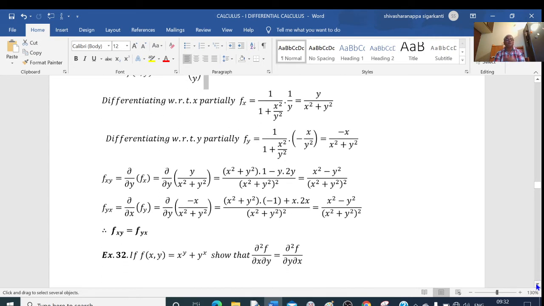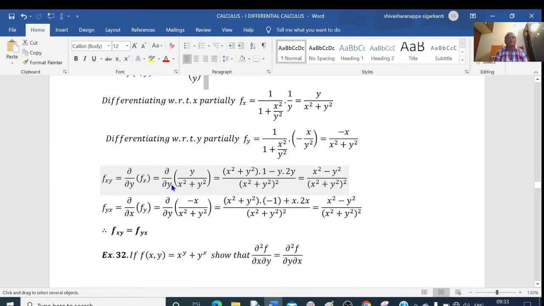Next I will find out fxy. So fxy is nothing but differentiation of fx with respect to y, that is dou by dou y of fx. What is fx here? Fx is here y by x square plus y square. I am differentiating this with respect to y. So numerator consisting of y, denominator also consisting of y, therefore we have to use the quotient rule.